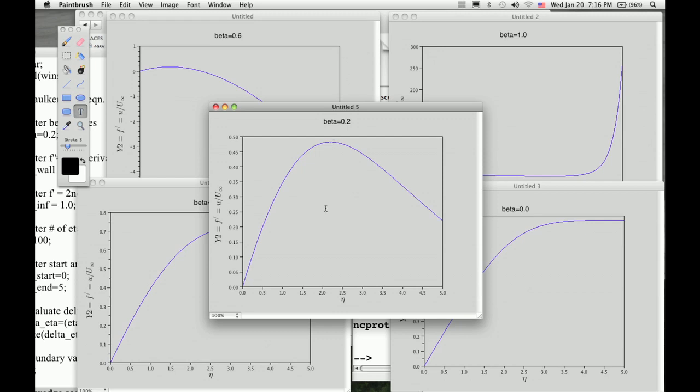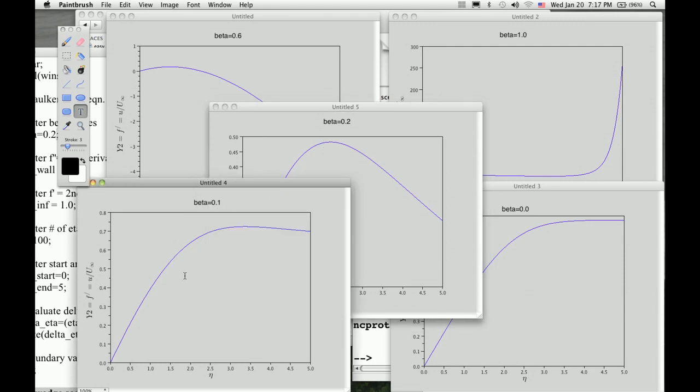What I see from this plot is that till about eta equal to 2, the u reaches about half the free stream velocity, not even fully. Here, for beta equal to 0.1, it reaches at least around 0.7. If I look at this, till about 3, it reaches about 70% of the free stream.